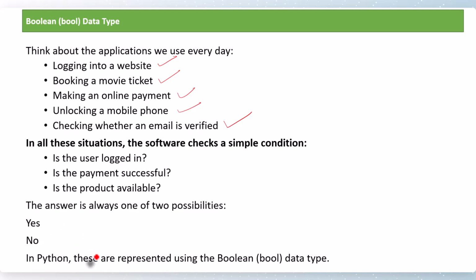So in Python, we need to check the status of a particular product, whether it is available, whether the payment is successful. You need to check the status, yes or no, positive or negative, like that. In Python, these are represented using the Boolean data type. In short, we will call it the Bool data type in Python.